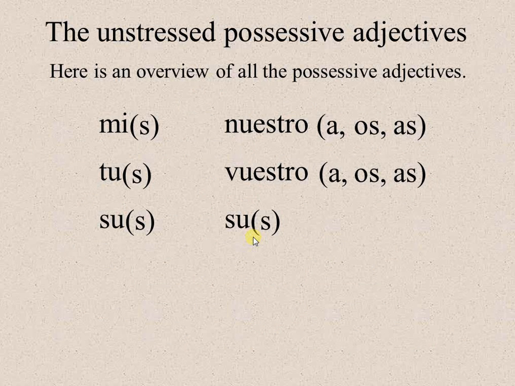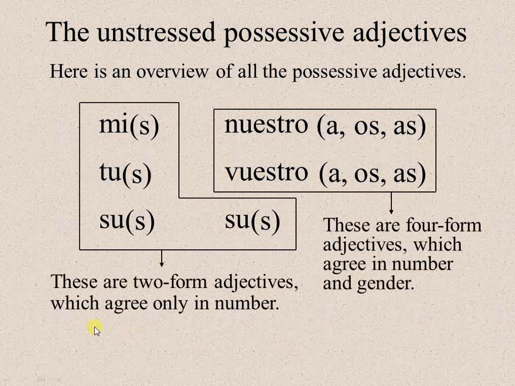So here's an overview of all the possessive adjectives. Mi, mis, tú, tus, su, sus, nuestro, nuestra, nuestros, or nuestras. It will depend on the noun that you have afterwards, whatever you possess. Vuestro, vuestra, vuestros, vuestras. We are not going to deal with this one, only in Spain. Su, sus. Now remember, these are two-form adjectives. Mi, tú, su, or mis, tus, sus. They will agree only in number. But nuestro is a four-form adjective because you can have nuestro, nuestra, nuestros, or nuestras.